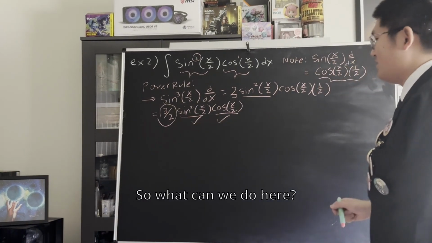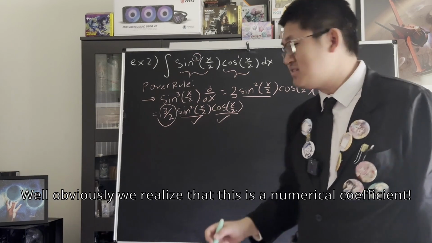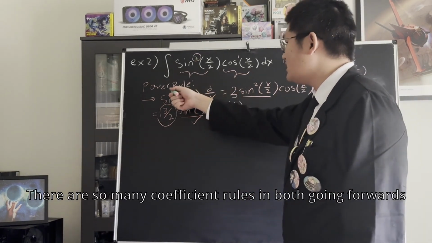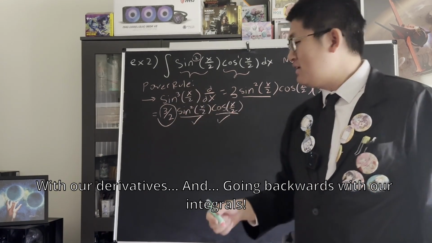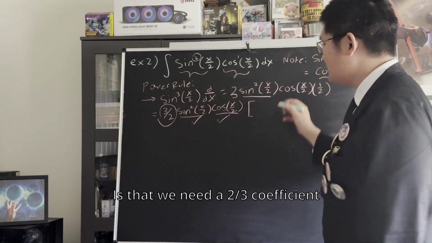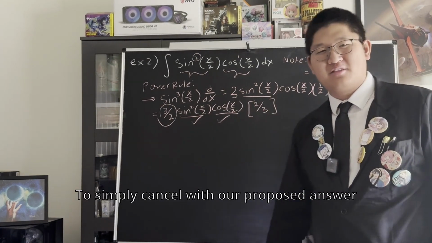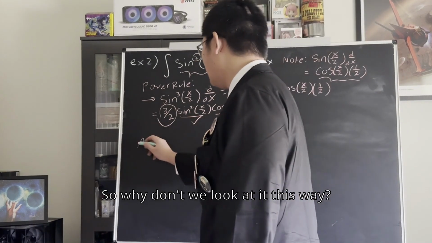So what can we do here? Well, obviously you realize that this is simply a numerical coefficient. There are so many coefficient rules in both going forwards and with our derivatives and going backwards with our integrals. Looks like all we need to make this square off is that we need a 2/3 coefficient to simply cancel with our proposed answer. So why don't we look at it this way?